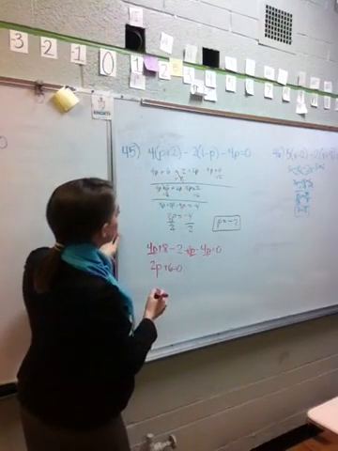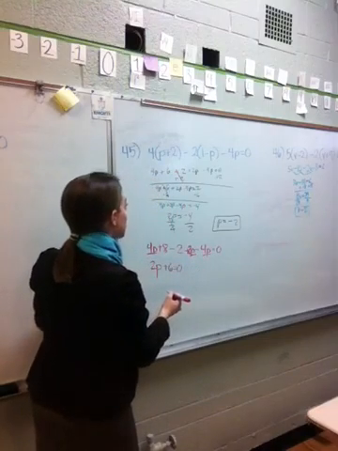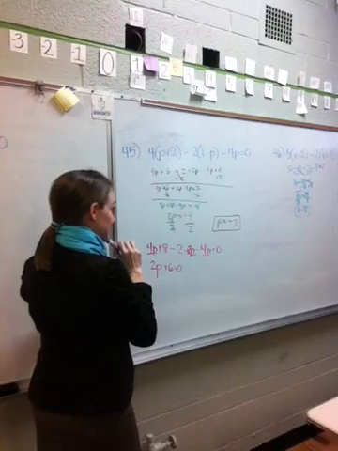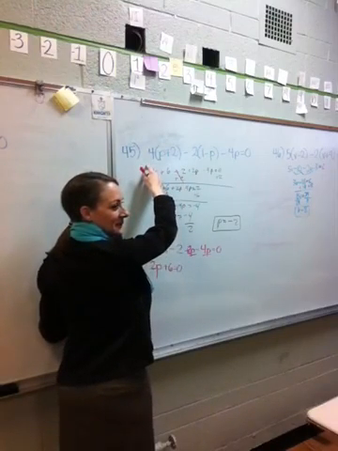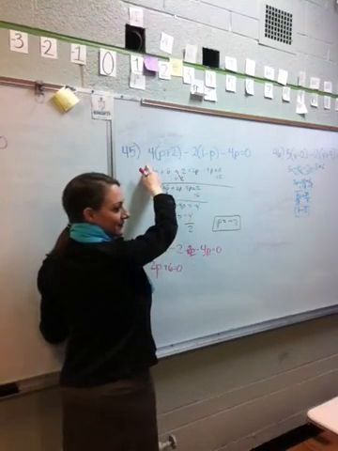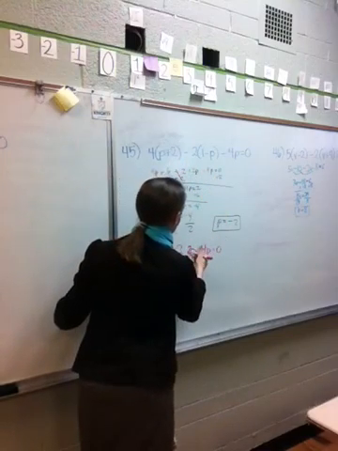Positive 2p. Is that 45? The equation is 4 parentheses p plus 2, minus 2. Got it? Okay. Sorry, I was just distributing really quick, so I didn't put this.